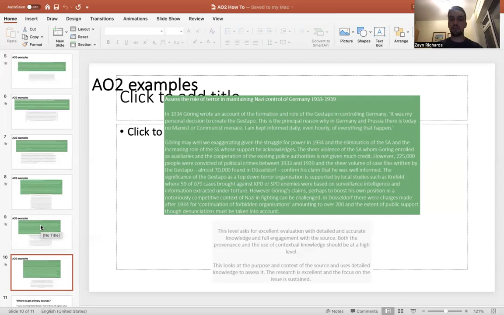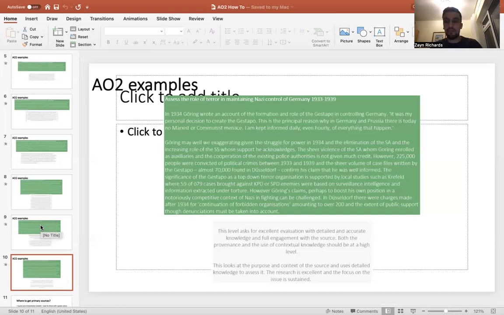Look at the own knowledge, guys. Look how specific it is. 225,000 people were convicted. Almost 70,000 found in Dusseldorf between 1933 and 1939. So they're using specific dates and numbers, and they're also using KPD, SPD, NMEs. 59 of 679 cases. Okay, 200. All numbers, really, really specific in terms of their own knowledge.